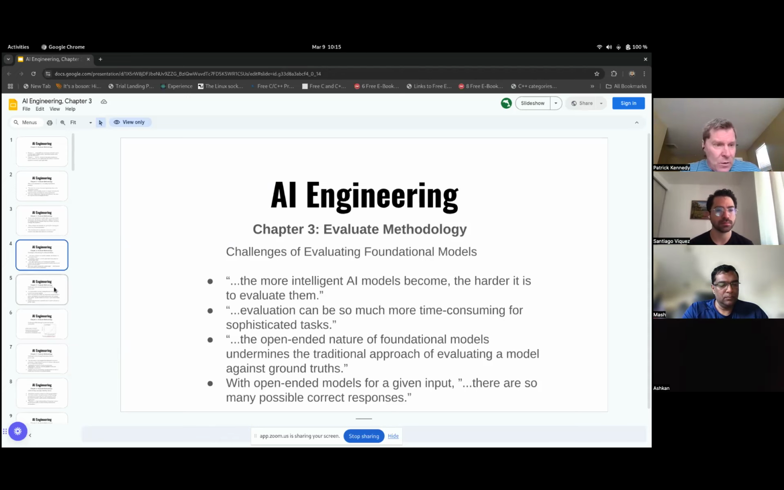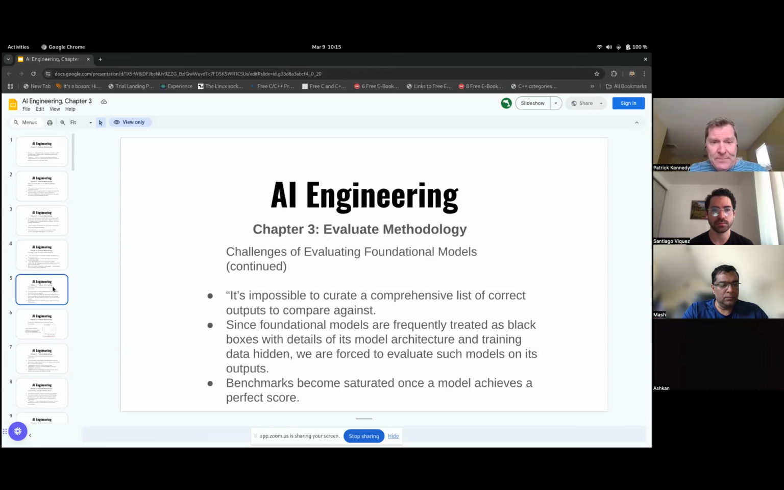Yeah, exactly. So the fifth slide, the challenges of evaluating foundational models. It's impossible to curate a comprehensive list of correct outputs to compare against. Okay, I kind of already hit that. And since foundational models are frequently treated as black boxes, with details of the model architecture and training data hidden, we are forced to evaluate such models on their outputs.